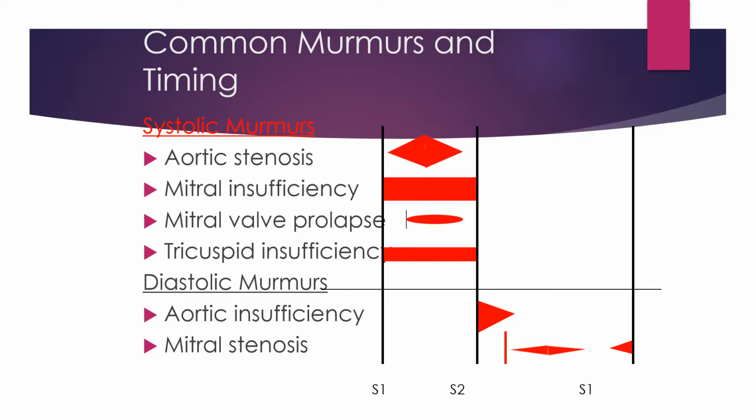So we can compare it with other systolic and diastolic murmurs, but the aortic stenosis murmur is a typical diamond-shaped or crescendo-descendo murmur, whereas the murmurs of mitral insufficiency and tricuspid insufficiency are not crescendo-descendo, and in mitral valve prolapse, you will see a click followed by the murmur.